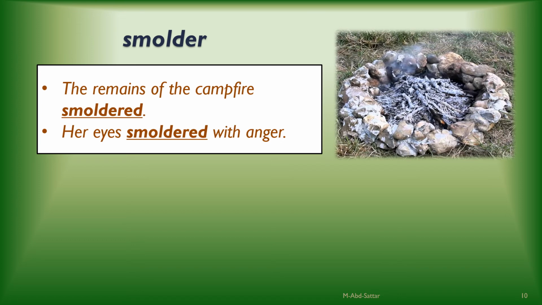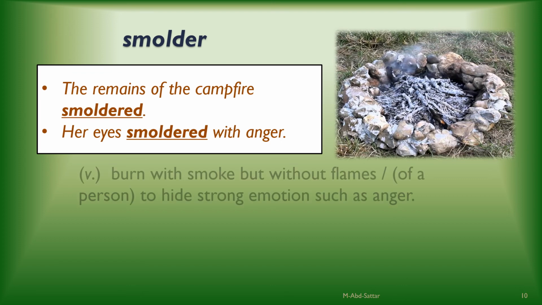Look at the second example. Her eyes smoldered with anger. Here in this example, the girl doesn't show fire in the eyes. No. Here the word doesn't mean burn. No, it means to show hidden feelings. You are having hidden emotions, strong emotions, and you are trying to hide them.